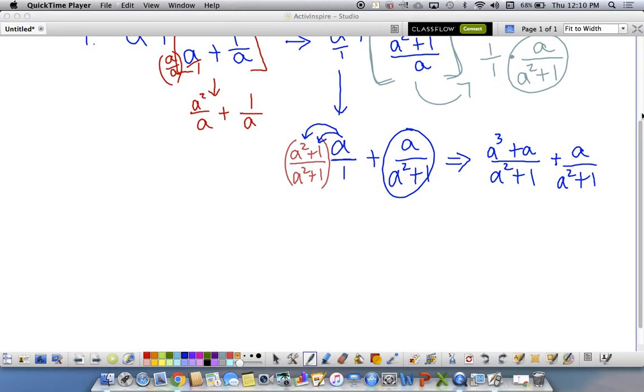So I'm going to scroll down, and it's going to follow me down. When I add the numerators together, because now they have the same denominator, I can add. That isn't a 9, that's an A. A cubed plus A plus A. Can I combine these two A's?